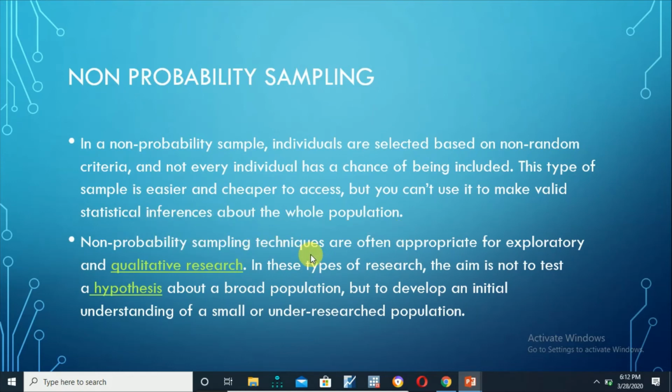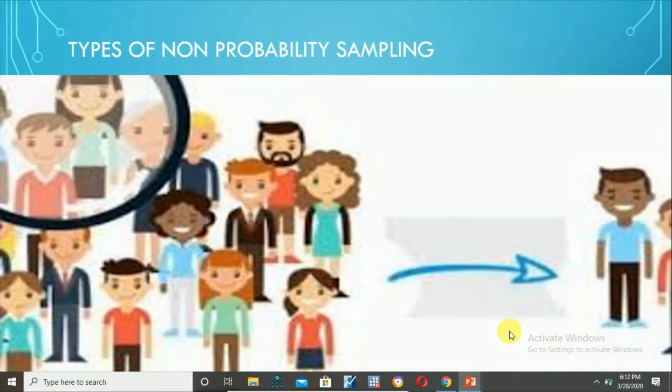Non-probability sampling techniques are often appropriate for exploratory and qualitative research. In this type of research, the aim is not to test a hypothesis about a broad population, but to develop an initial understanding of a small or under-researched population.